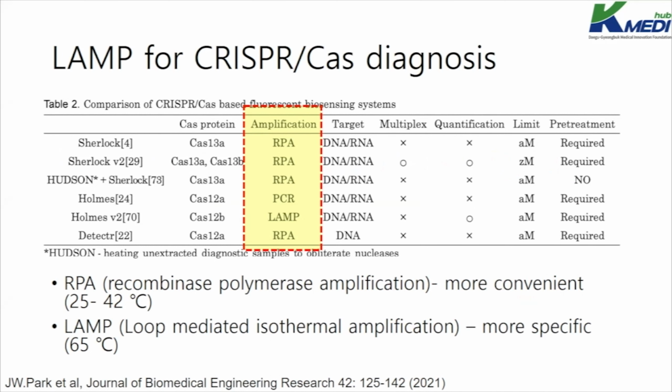Actually, there are many methods for isothermal amplification strategy, but LAMP and RPA are known to be better than other methods in terms of reproducibility and specificity. And compared to RPA, LAMP is actually more complicated to design the primers, but its specificity is known to be better than RPA. So I decided to use this LAMP strategy.